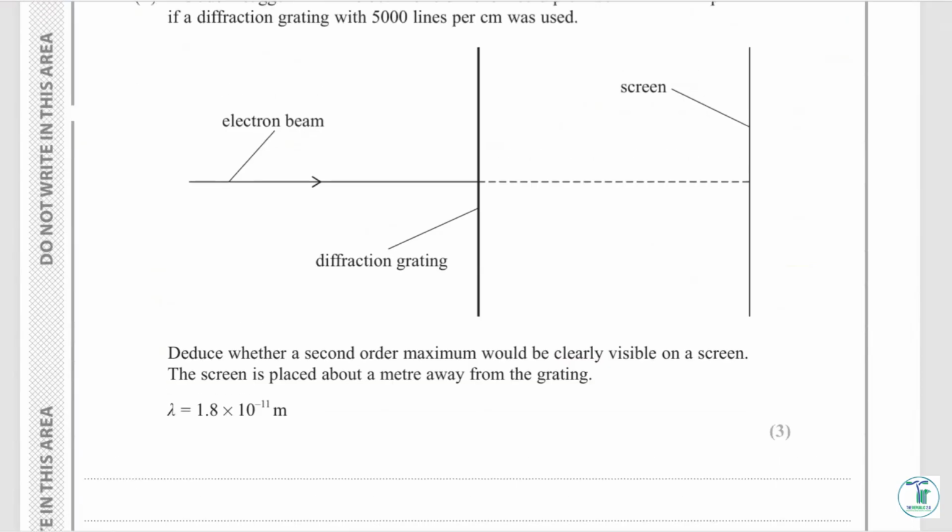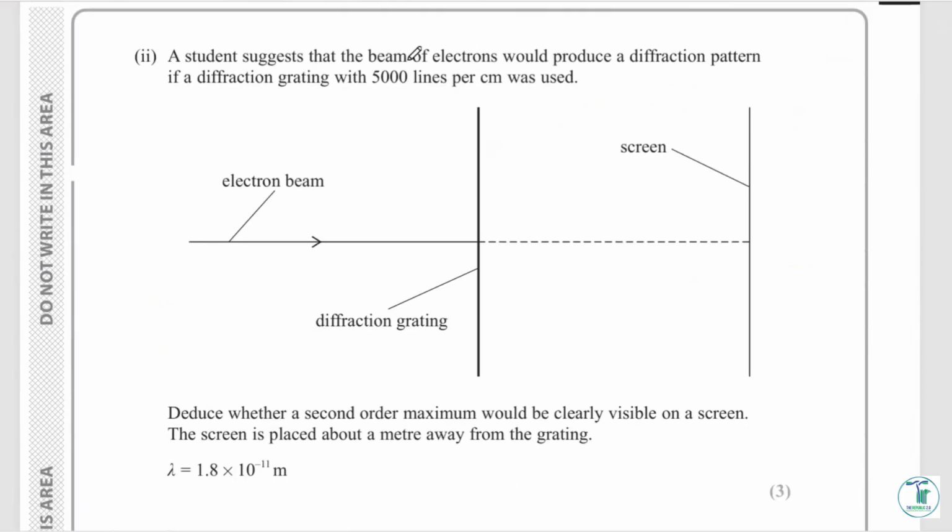Now, in this question, a student suggests that the beam of electrons would produce a diffraction pattern if a diffraction grating with 5,000 lines per centimeter is used. So we just need to get d from here, because d is equal to 1 upon the number of lines per meter. Deduce whether the second order maximum would be clearly visible on the screen.